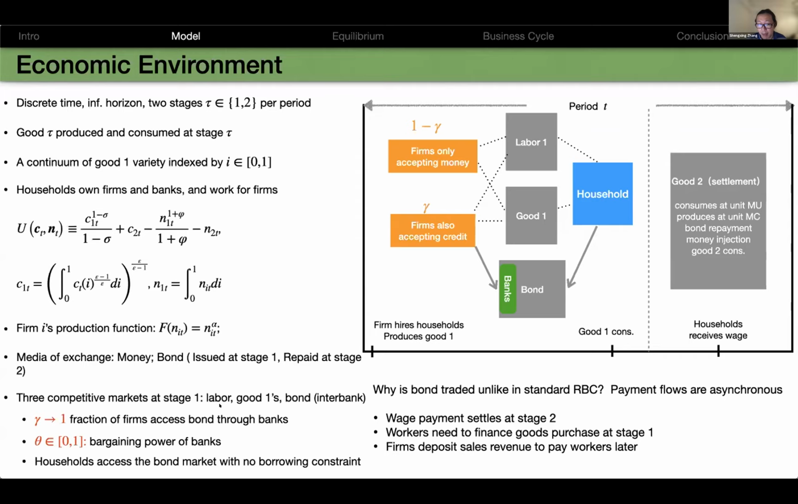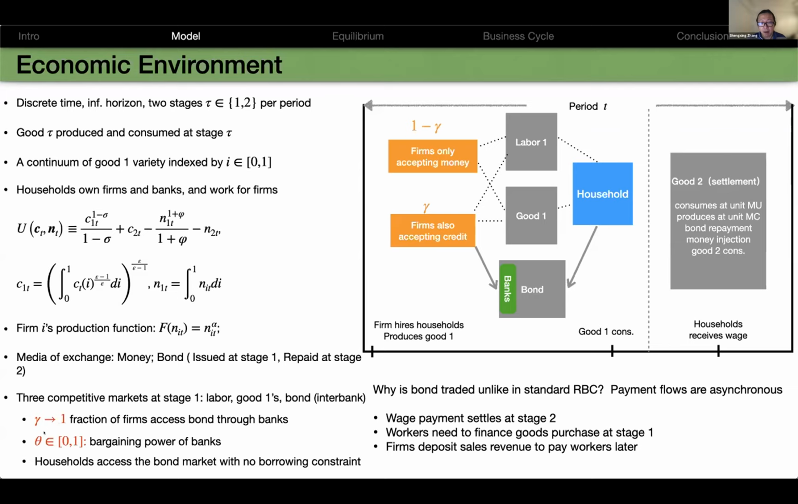On top of that, in our previous work, there's an additional friction, which is that the firm may not recognize this alternative medium of exchange, the bond. A fraction of firms may not recognize bonds as a means of payment. Those firms only accept money, say a fraction 1-gamma. In a modern economy, we would imagine the fraction of firms that only accept cash is small, and that's why we look at the cashless limit, where most firms recognize bonds as means of payment. So gamma goes close to one.